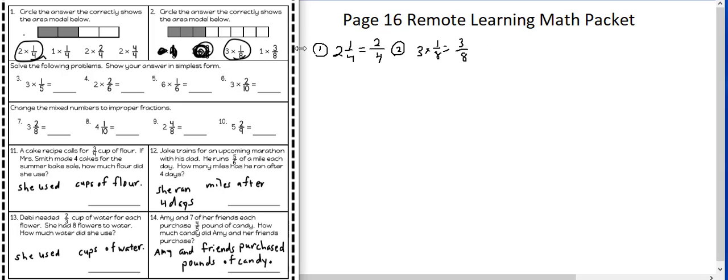1 times 3/8. Well, anything times 1 just stays itself. So look at that. Oh, so that would be 3/8. So this would be right as well. So we have 2 correct answers.